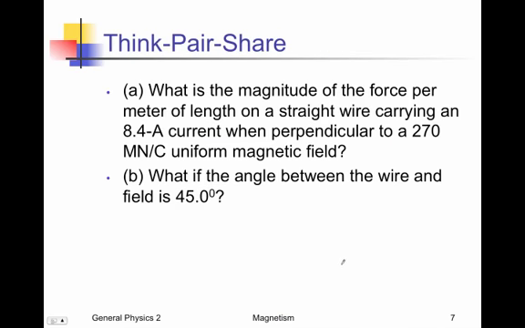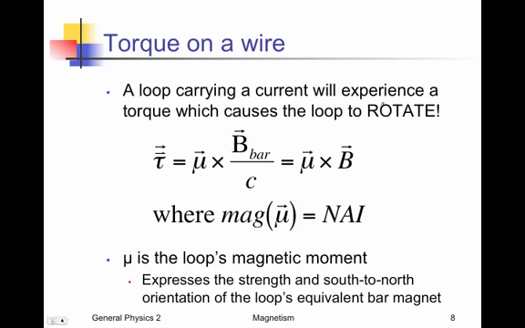What is the magnitude of the force per meter of length? So you see that: force per meter of length. That means I'm going to assume my length is 1 meter, and so I'll simplify the problem just a little bit. And now, just as a magnetic dipole experiences a torque, so does a magnet, and thus so does a wire experience a torque.